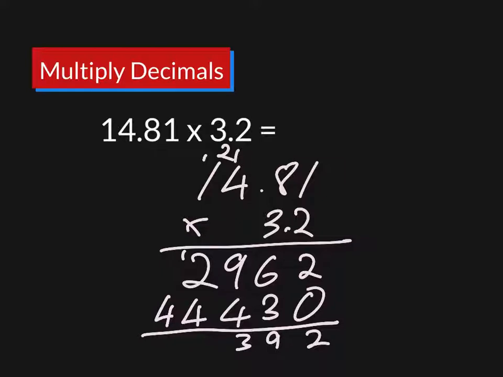13, 7, and 4. Now we need to put in the decimal. So we're going to count in the factors. We have 1, 2, 3 numbers behind the decimal. So we're going to go 1, 2, 3, and here's where the decimal goes right here.